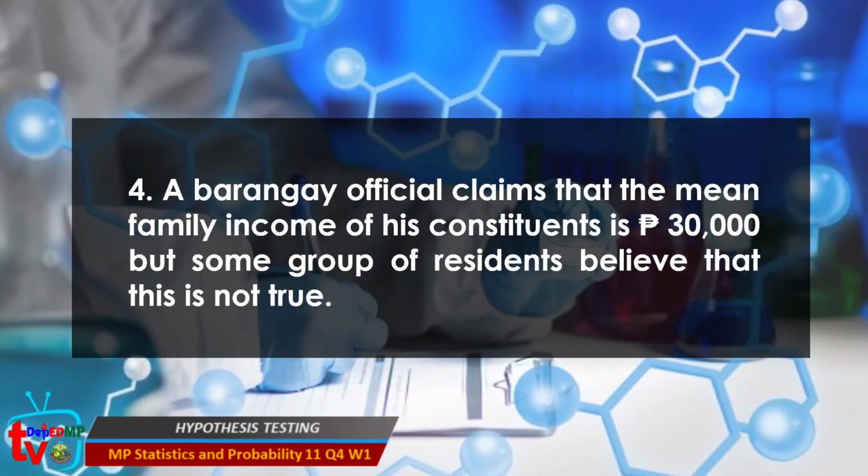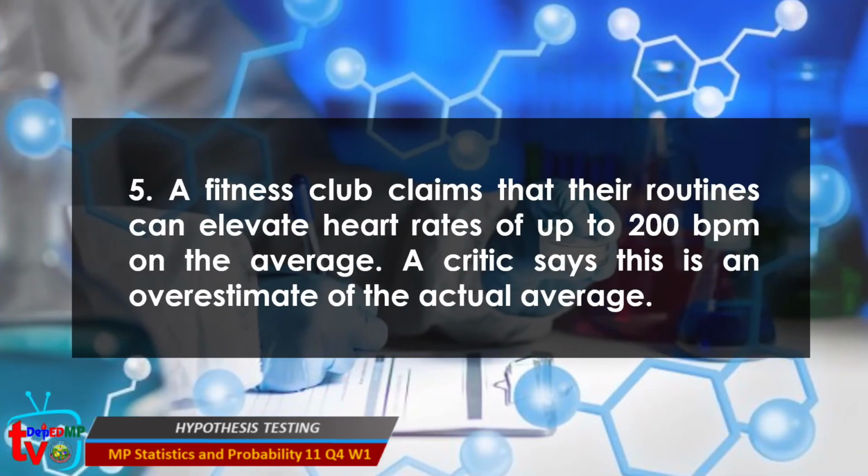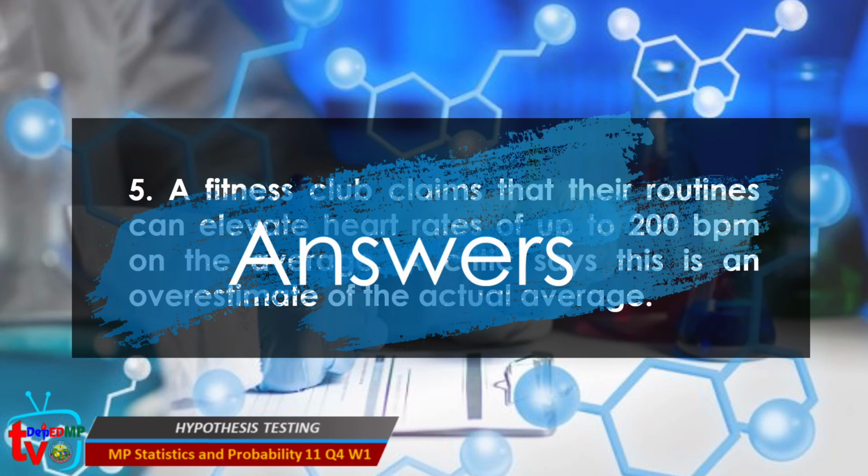Number 4. A barangay official claims that the mean family income of his constituents is 30,000 pesos, but some group of residents believe that this is not true. Number 5. A fitness club claims that their routines can elevate heart rates of up to 200 beats per minute on the average. A critic says this is an overestimate of the actual average. Let us now check your answers.